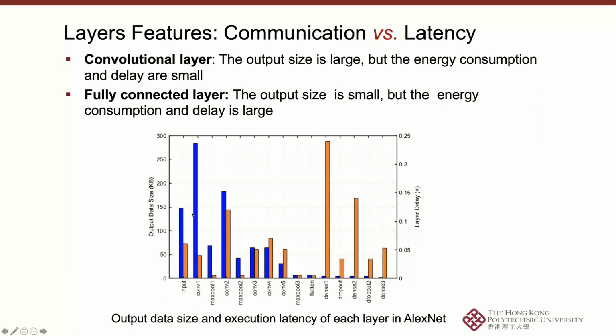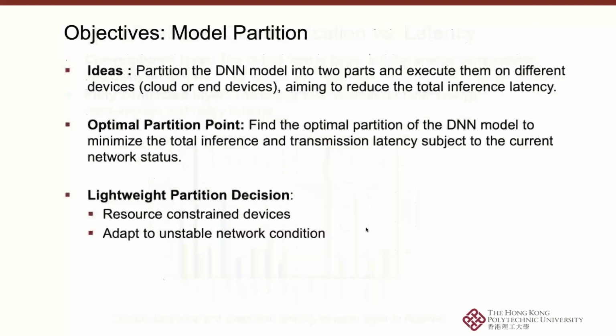So we may consider keeping some of the layers in the beginning on the edge, right? And later on, the intermediate data could be quickly transmitted from the edge, and the computation-intensive part can be done faster in the cloud, right? That is a very basic idea.